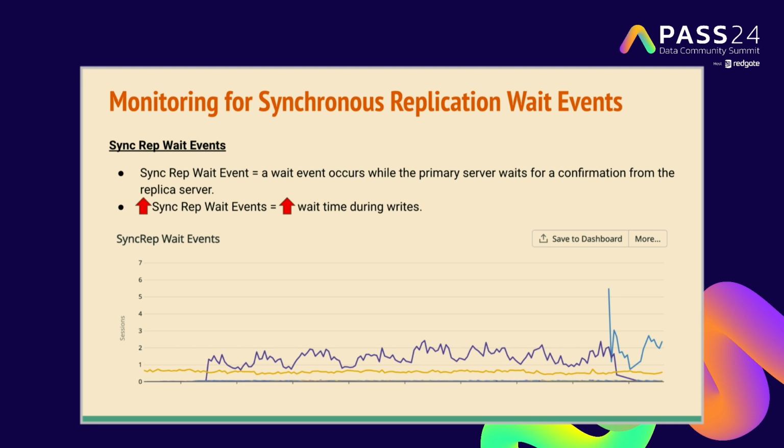This wait event occurs when the primary server starts waiting for a confirmation or acknowledgement from a standby server, and it ends once it receives the acknowledgement. So if the synchronous standby servers are overloaded or unable to apply the changes from the primary, the synchronous replication wait event is going to increase. It's going to increase the write latency and will adversely affect the applications. So we want to know what's happening with sync rep wait events, and what queries are causing this, what's happening behind the scenes. That's one good metric to monitor.